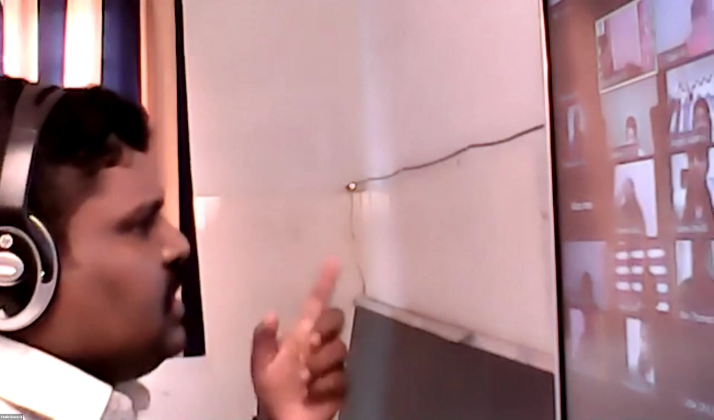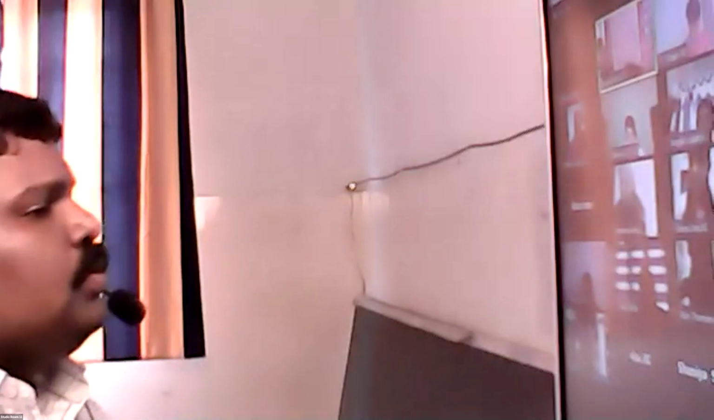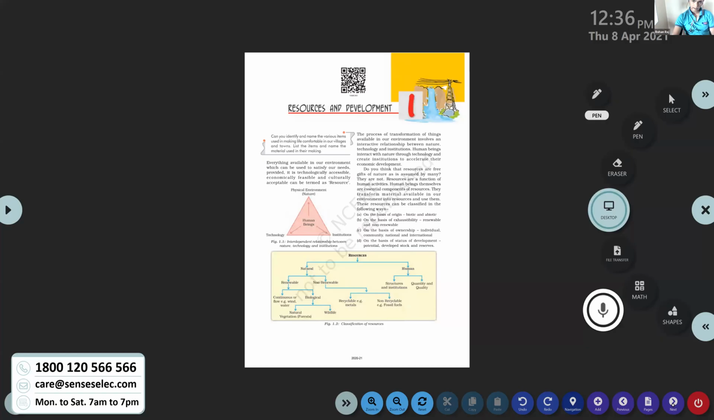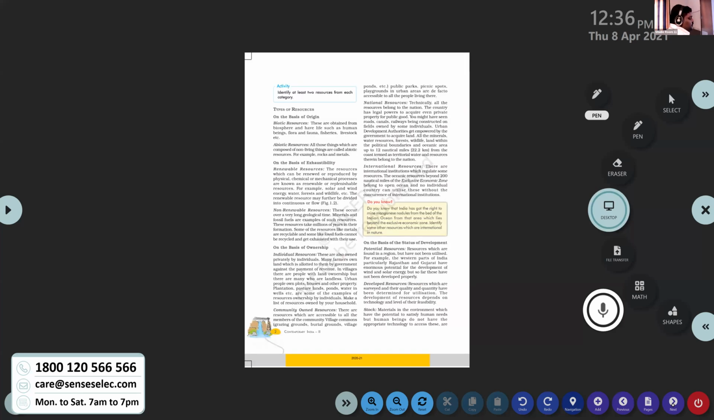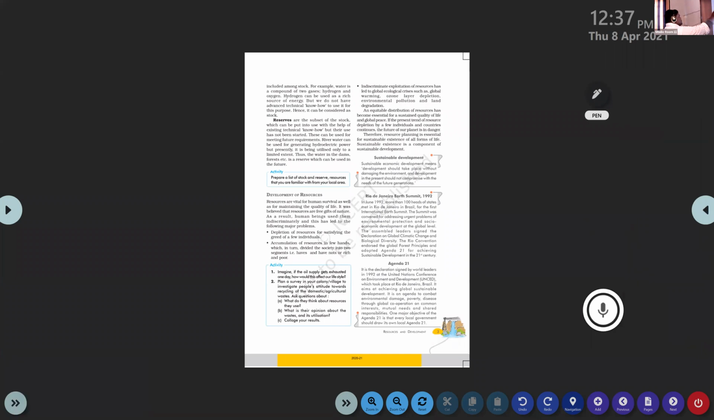Okay. So in the last class we discussed the Rio de Janeiro Earth Summit, right? Is that completed? Please check that. Completed, sir. Okay, so we will discuss that first and then go to the next topic. So please open your textbook. Here you can see the things that we discussed, the different types of resources, the classification of resources. Up to reserves completed, right? Yes, sir.